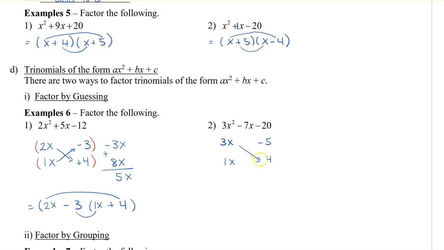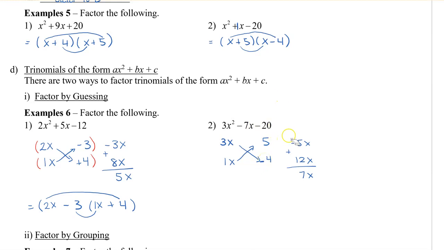So when I multiply, I notice I get 12x. I multiply this way, I get negative 5x. Now when I add them together, oh, I'm very close. I get 7x, but I actually want negative 7x. So that probably means that my numbers are correct, but the signs should be reversed. So I'm going to erase the negative from the 5, and I'm going to place it on the 4.